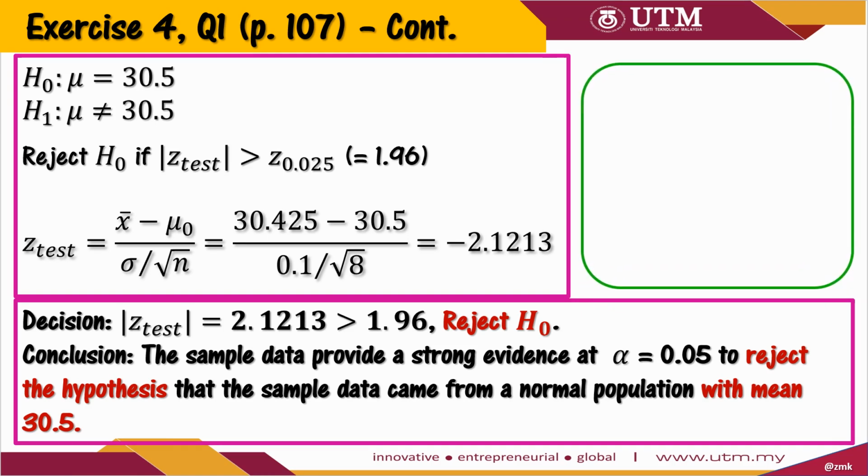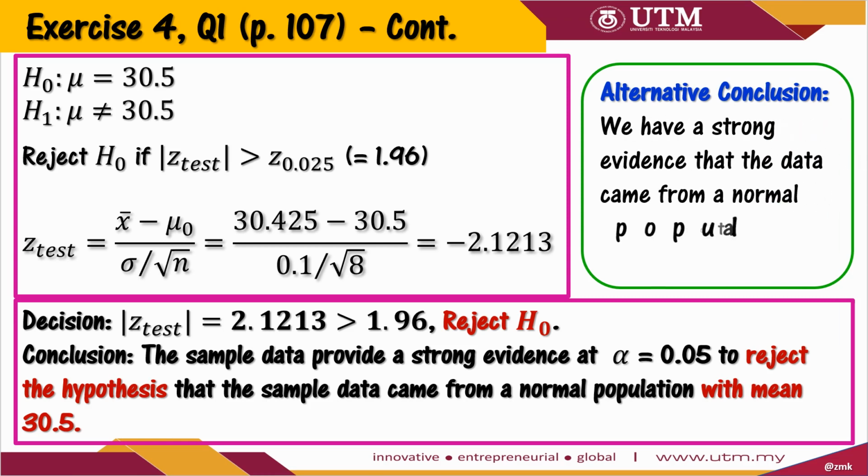Alternatively, we can also simply conclude that we have evidence from the sample data that this data actually came from a normal population with mean mu not equal to 30.5.